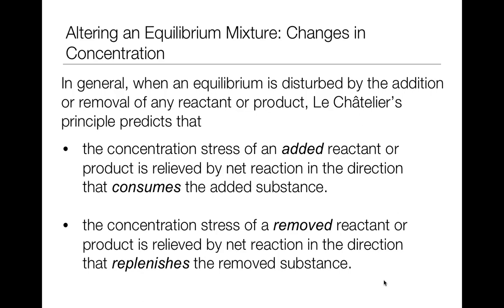It also states the concentration stress of a removed reactant or a removed product is relieved by a net reaction in the direction that replenishes the removed substance. The idea is if you remove products, to alleviate that stress more reactants will react to try and make more product to fill in that gap. So if you remove product, you need to make more product. So it shifts the equilibrium to the right, or towards the product.